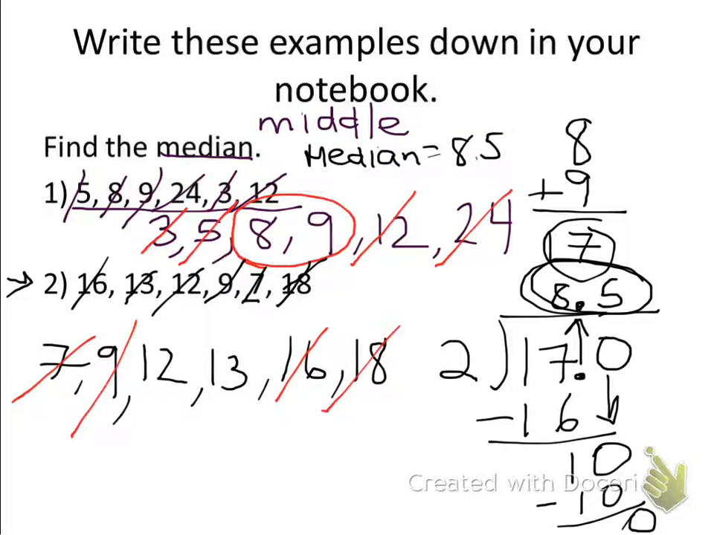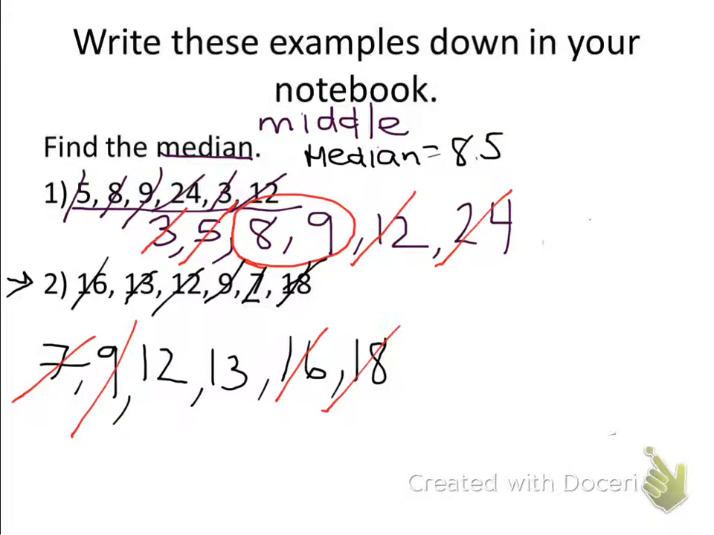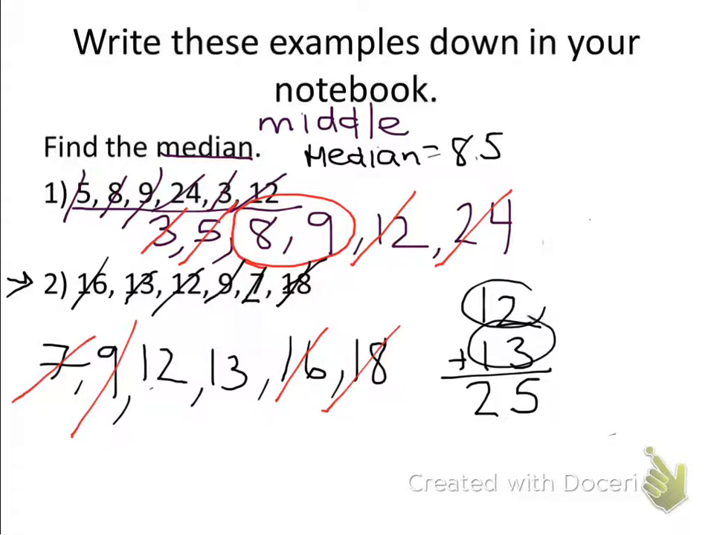And again, we end up with 2 numbers in the middle. I'm going to erase this on the side here so that I have some space to do this, but you should keep that part in your notebook. Alright, again, with 2 numbers in the middle, we need to find the mean of those 2 numbers. To find the mean, we add them together. So 12 plus 13: 2 plus 3 is 5. 1 plus 1 is 2. We get 25. Then because we have only two terms, we're going to divide 25 by 2.